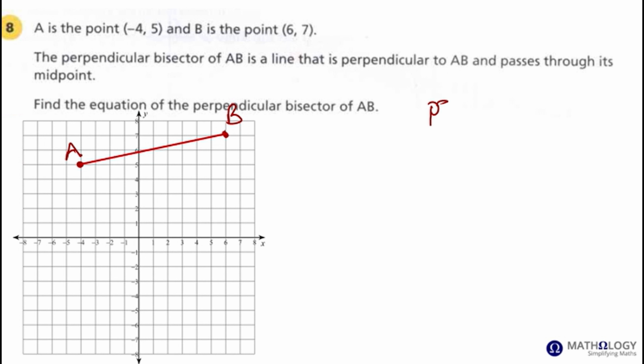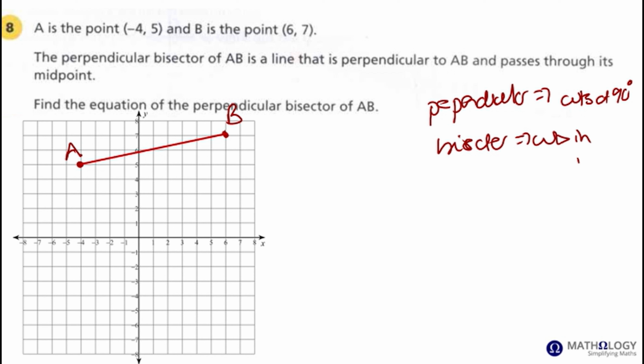Okay, perpendicular means cuts at 90 degrees, right? And bisector means cuts in half.